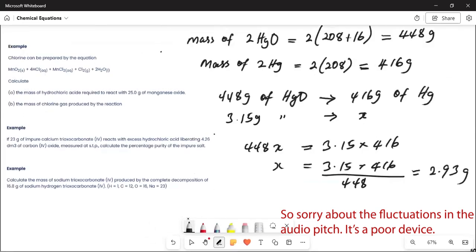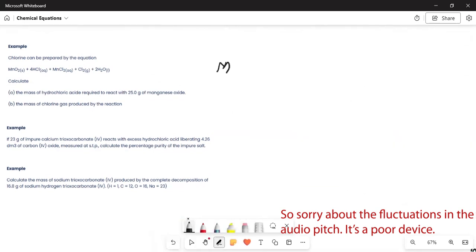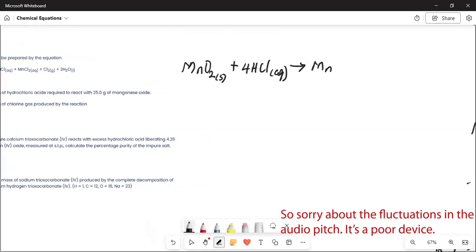And the next one says chlorine can be prepared by the equation MnO2 plus 4HCl plus MnCl2. I think there's an issue here. There's supposed to be an arrow there instead of plus. So let's make some room here on the board. MnO2 solid plus 4HCl aqueous, giving us MnCl2 plus Cl2 gas.